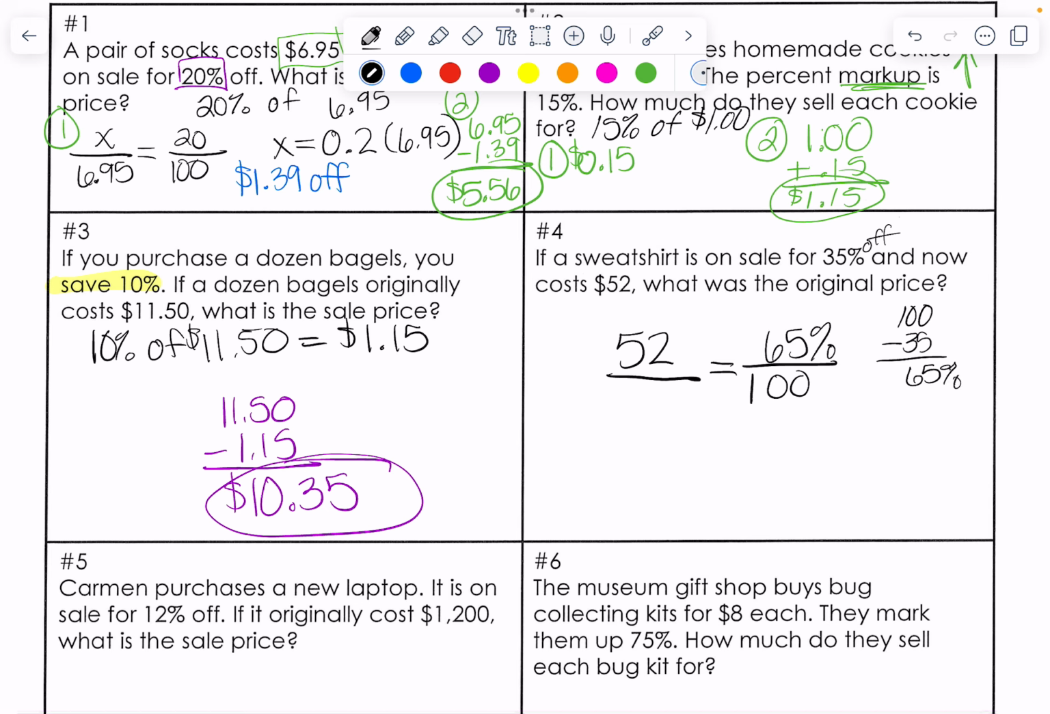So the $52 that we're paying is 65% of something, and then we can use this proportion to help us solve. And again, you could set this up in the percent equation too. And so to solve that, I'm going to use cross products. So 52 times 100 has to equal the same thing as 65x, and divide by 65. And then I will figure out that my original price was $80.